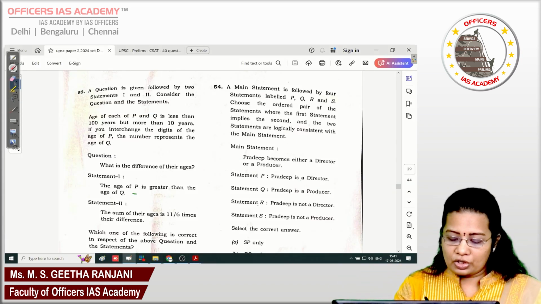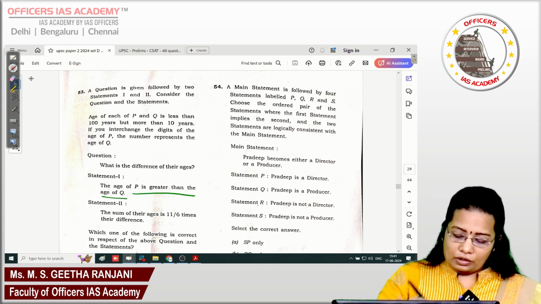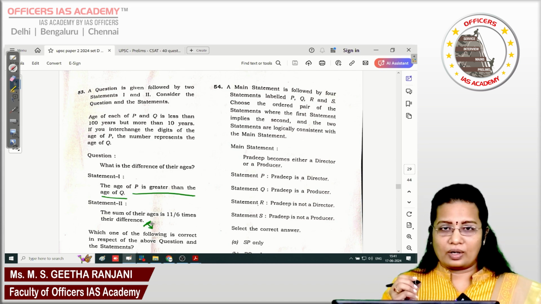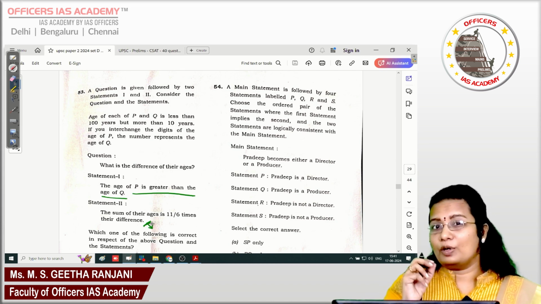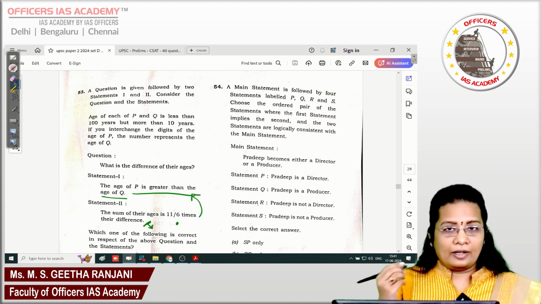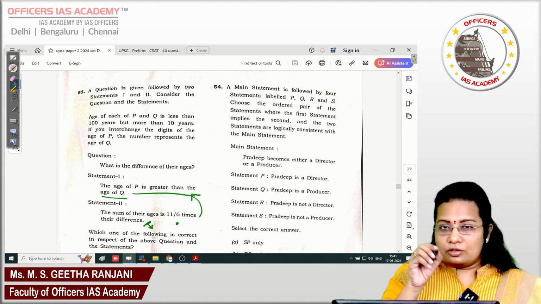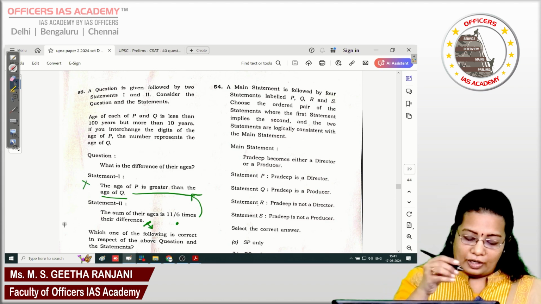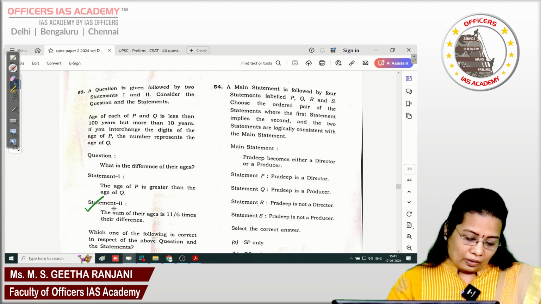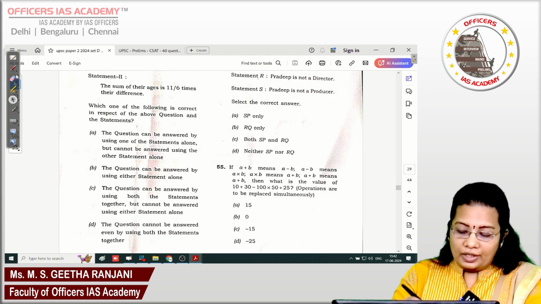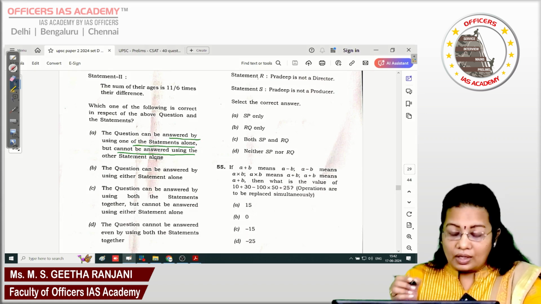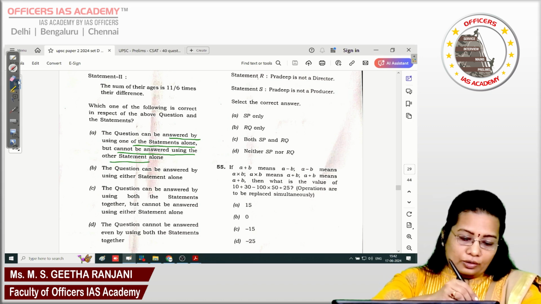It is just giving the information that p is greater than q. Even though in statement 2 we get the x is to y ratio 5 is to 1, and p is having 10x and q is having only 1x. Definitely from the second alone we are getting the entire information. So statement 1 is not sufficient and statement 2 alone is sufficient. So the answer you want to choose for this question is option A: the question can be answered by using one of the statements alone but cannot be answered using the other statement alone. Moving on to the next question.